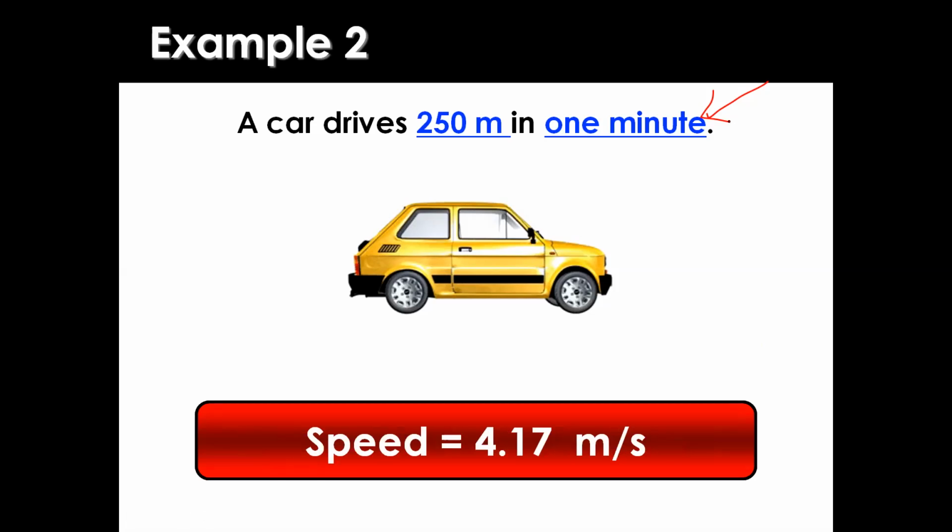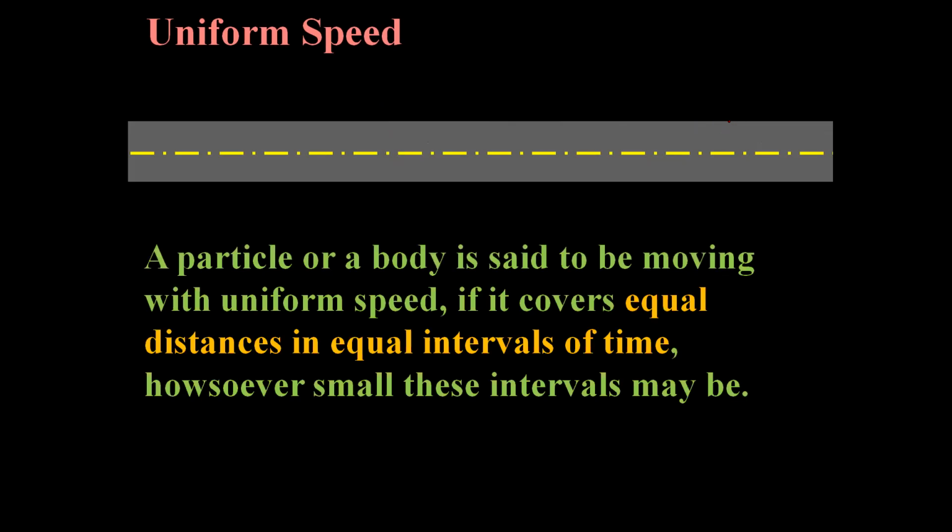Now, we discussed two different types of motion, uniform motion and non-uniform motion. So uniform speed means what? It's nothing but the speed of an object if it covers equal distance in equal intervals of time. You can see here the car is moving with uniform speed because it was covering equal distance in equal intervals of time. So that speed is known as uniform speed.